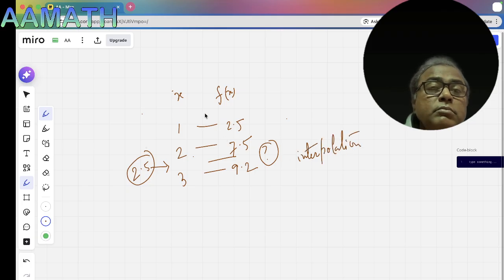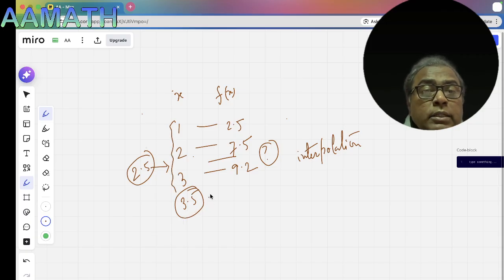But when x lies outside the data, say 3.5, this is outside of these data points. So we want to find the value of f(x) for this 3.5. So this is the extrapolation.